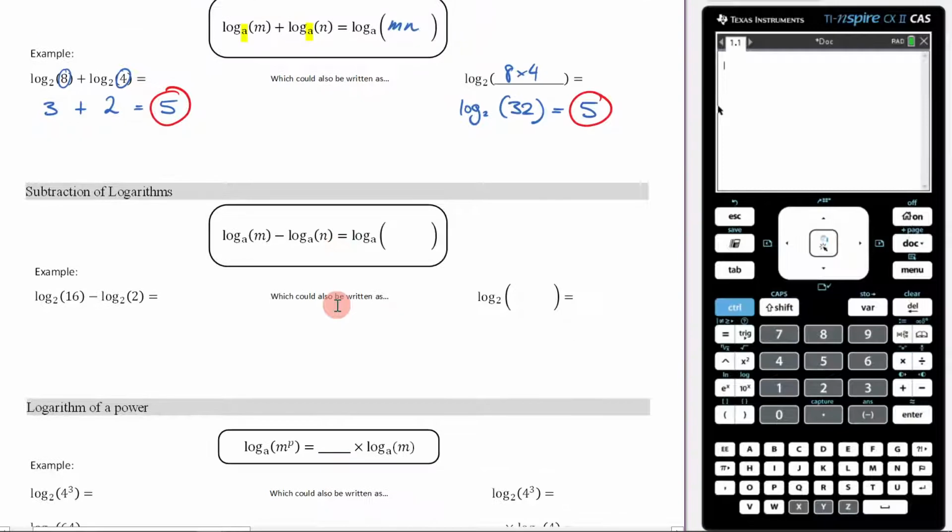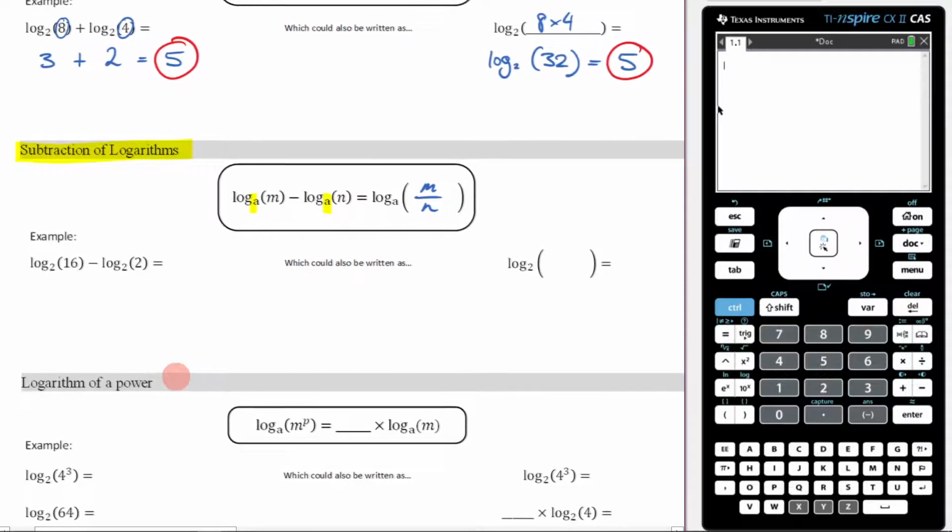All right, let's now move on to our next one, which is about subtraction of logarithms. So take note again, this time we're subtracting two logs with the same base. And what we do in this scenario is we divide the arguments. So that means I take m and I divide it by n. Now let's go through this.